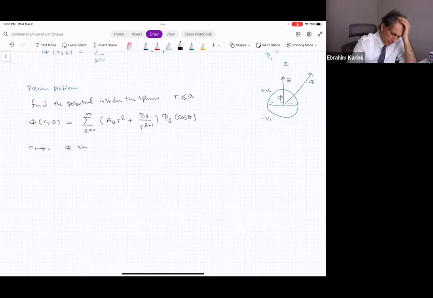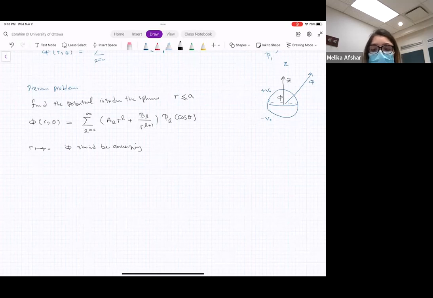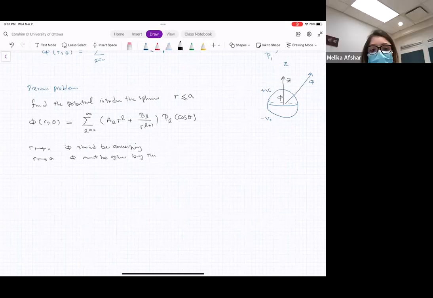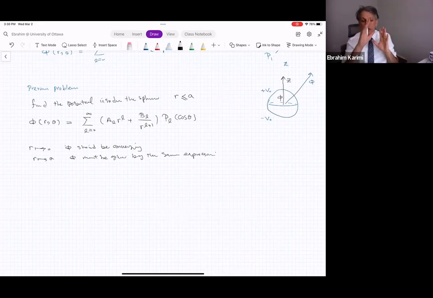Phi should be converging, right? And what is the other condition that we have? At the surface, what happened? Exactly. At R goes to A, phi must be given by the same expression, which means that between theta equal to 0 and pi divided by 2 it should be V0, and from pi divided by 2 to pi it should be minus V0.